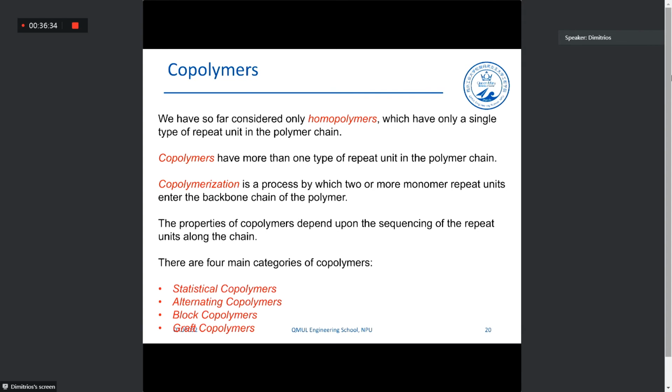Now let's move on towards copolymers. Copolymers, as I explained to you, are much more sophisticated and precisely fabricated polymer materials, which have more than one type of repeat unit in the polymer chain. And the process where we fabricate copolymers is essentially copolymerization, where two monomer repeat units enter the backbone chain of the polymer.